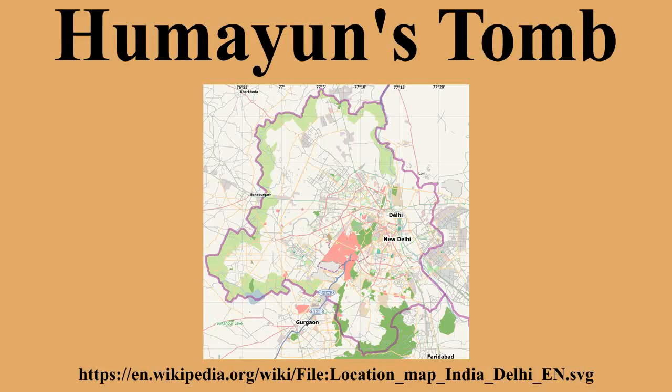Aligned at the center on the eastern wall lies a baradari, literally a pavilion with 12 doors, a building, a room with 12 doors designed to allow the free draft of air through it. Finally, on the northern wall lies a hammam, a bath chamber.